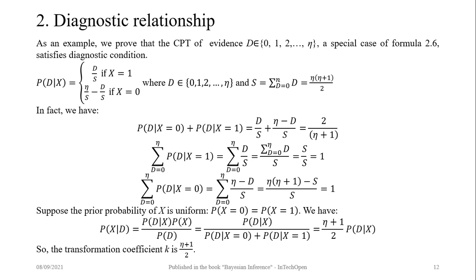The following is the proof. In fact, we have, suppose the probability of S is uniform. Probability of S0 equals probability of S1. And we have the following. So the transformation coefficient K is (3+1)/2.